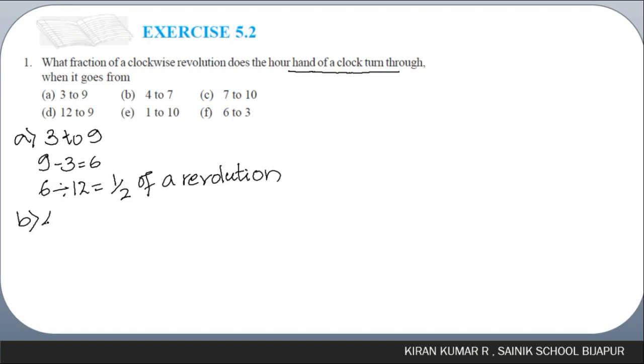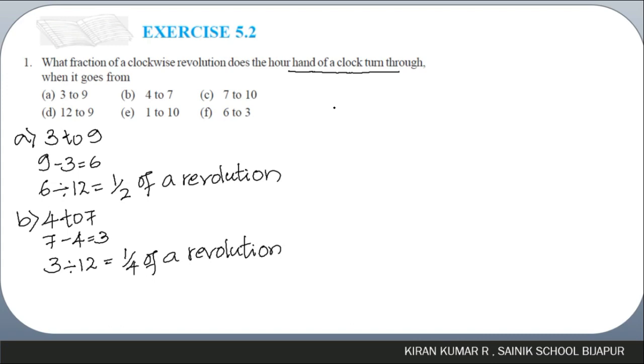Second one is from 4 to 7. So 7 minus 4 will be 3. When 3 is divided by total 12 hours, I'll get 1/4 of a revolution. Next, C, 7 to 10. It is again same. 10 minus 7 will be 3. When 3 is divided by 12, we get totally 1/4 of a revolution.